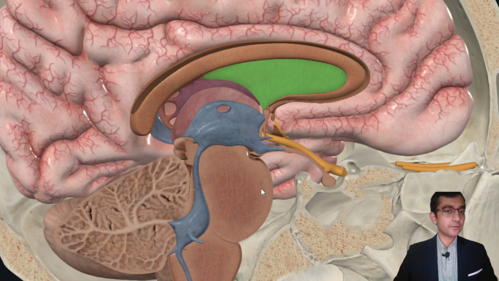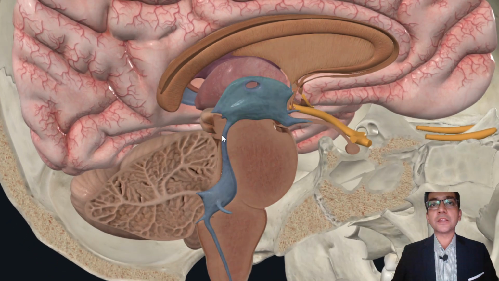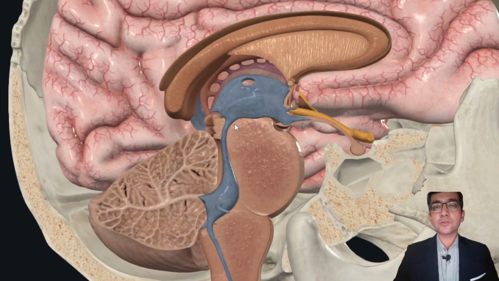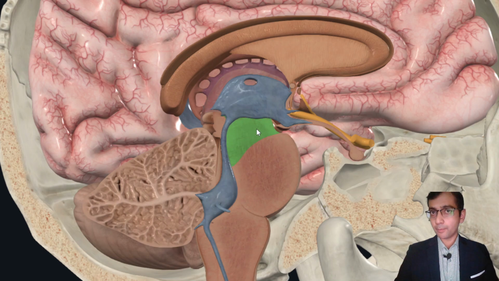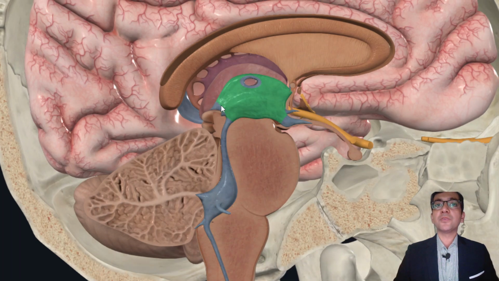So this is the third ventricle that is present right here. It is present on each side of the thalamus. There is a thalamus on the left side, and I have removed all the structures from the right side. And as you can see, it is present above the brainstem. This is the midbrain, pons, medulla oblongata. So it is present above the midbrain between two thalami.